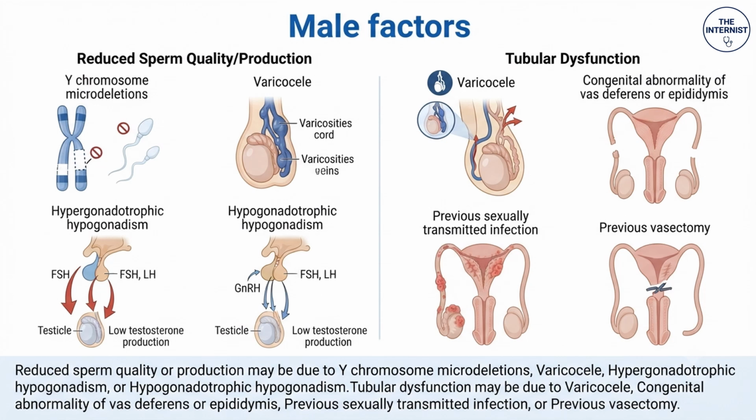Reduced sperm quality or production may be due to Y chromosome microdeletions, varicocele, hypogonadotrophic hypogonadism, or hypergonadotrophic hypogonadism. Tubular dysfunction may be due to varicocele, congenital abnormality of vas deferens or epididymis, previous sexually transmitted infection, or previous vasectomy.